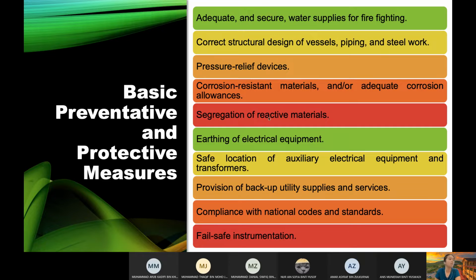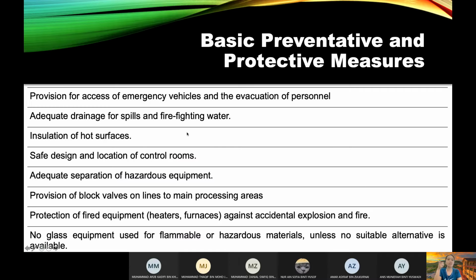Electrical equipment, earthing of electrical equipment. Safe location of your electrical equipment, backup utility supply, compliance with national code and standard, fail-safe instrumentation. So normally, instrument ni, they will have more than one fail-safe measures or mechanism. Means katakan kalau satu mechanism tu fail, dia ada backup mechanism to ensure that equipment tu, proses tu takkan fail. Okay, so there's always, they call it double fail-safe mechanism lah to ensure kalau satu benda fail, ada lagi satu backup to make sure equipment tu tak fail completely.